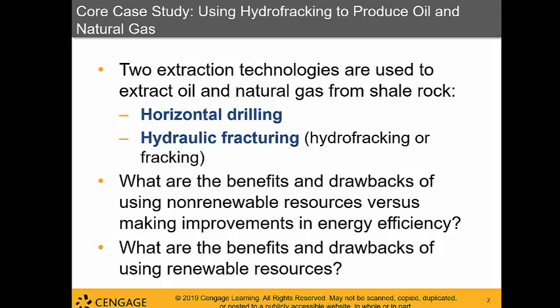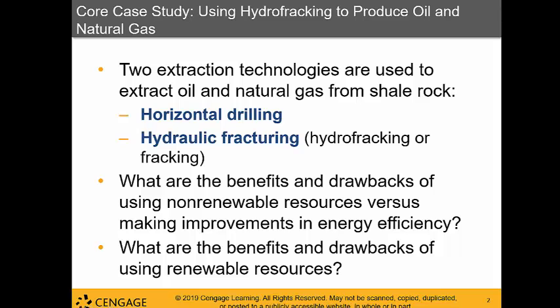natural gas. So there are two different technologies that humans use to extract or remove oil and gas from a certain type of rock known as shale. Okay, remember, shale is one of those metamorphic rocks that we talked about in the previous chapter on geology.